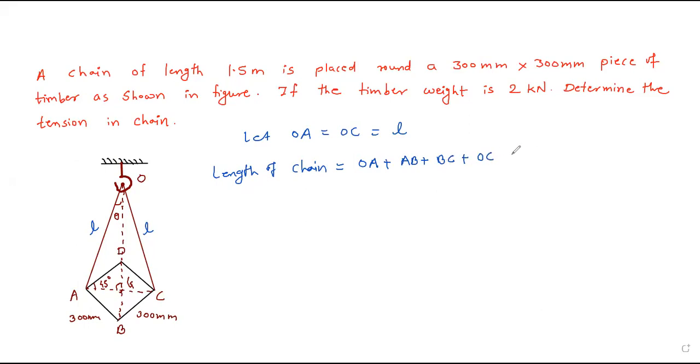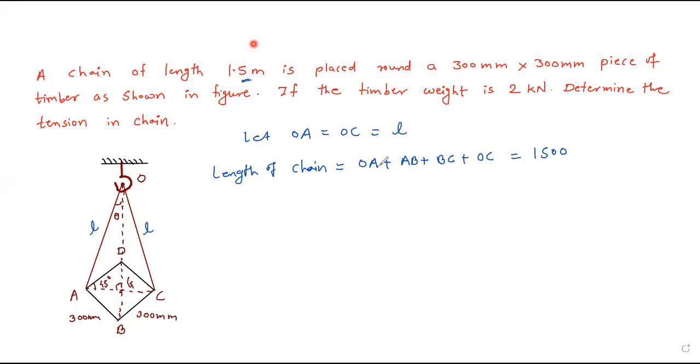This is the length of chain, which is equal to 1.5 meter. It is 1500 mm. This is already given in the problem. This total length of chain means this total chain which is coming around this timber. This length of chain, 1.5 meter, is placed around the piece of timber. So this total chain is placed around this piece of timber.